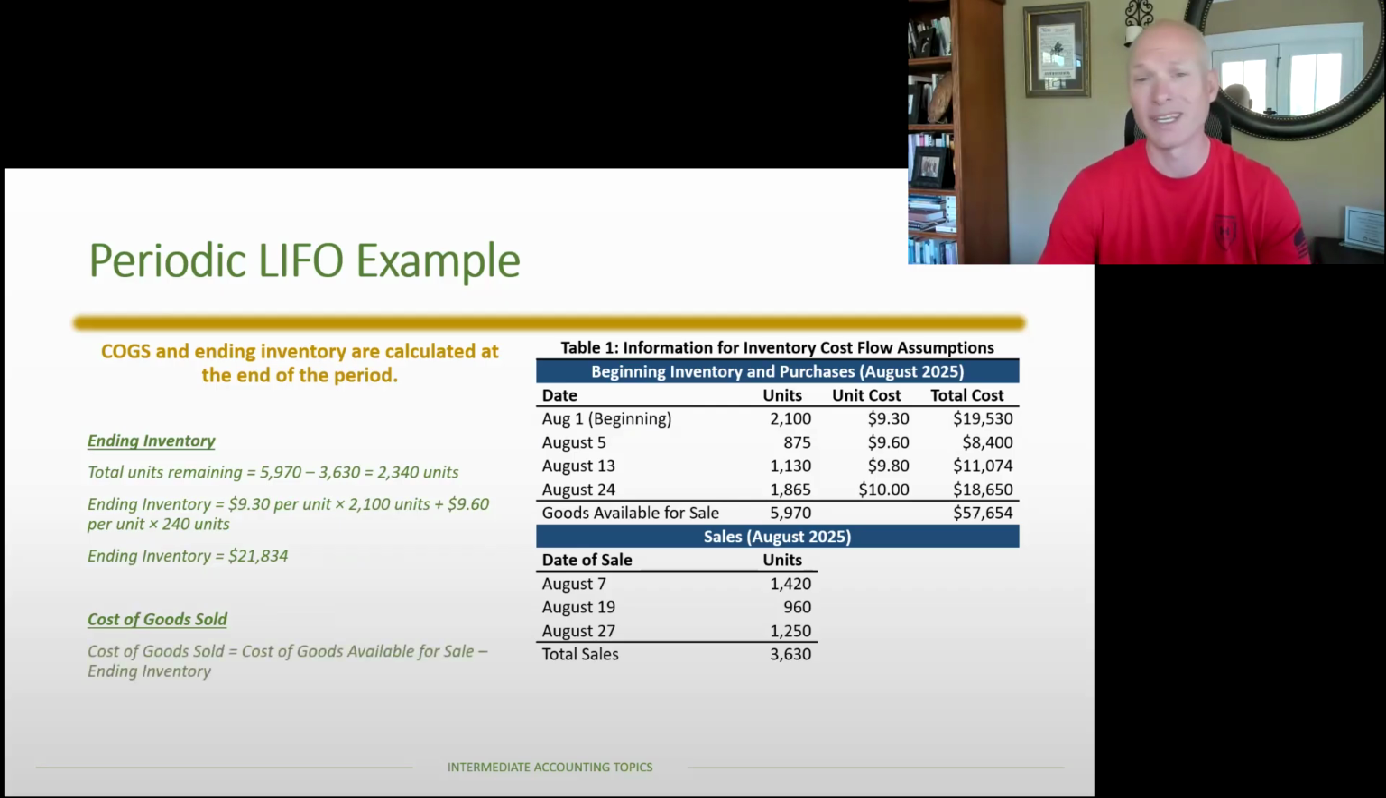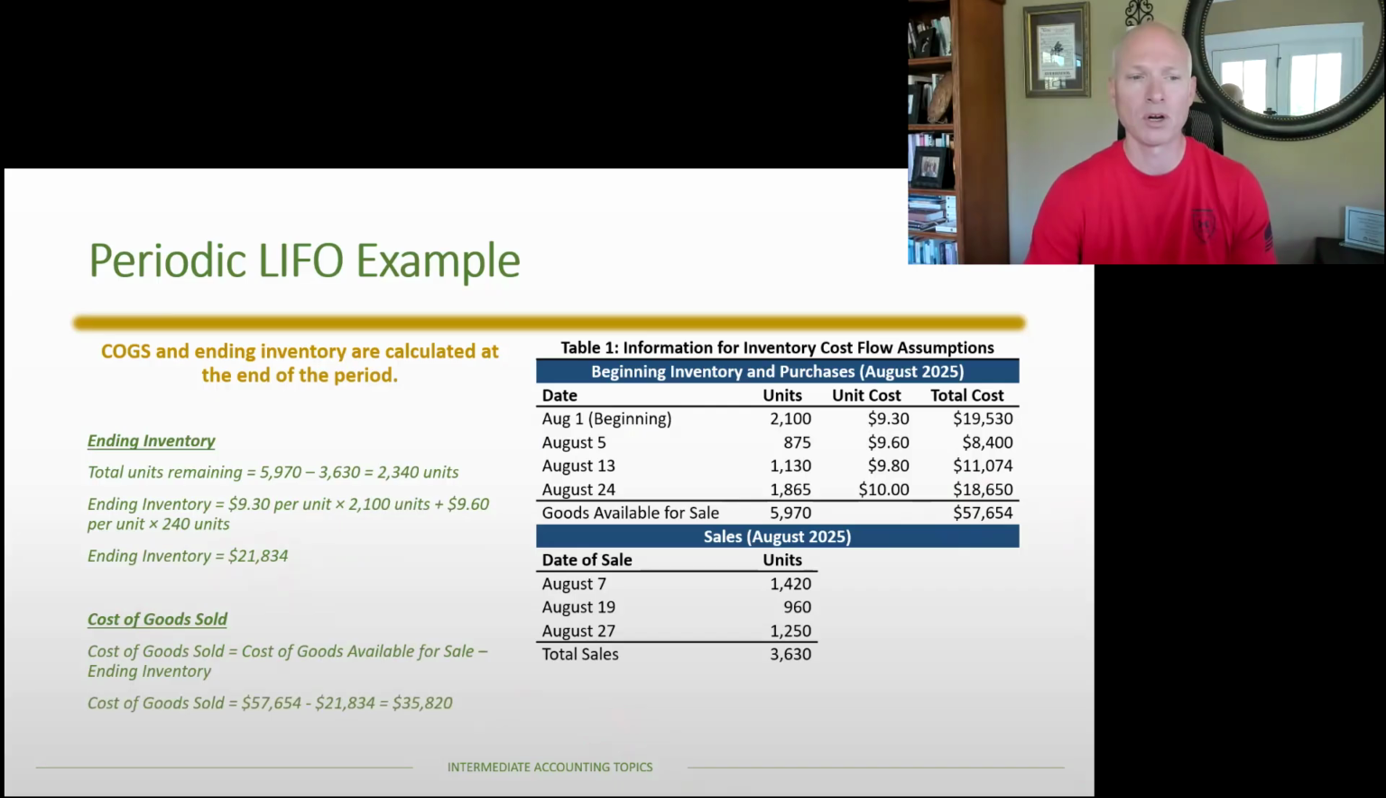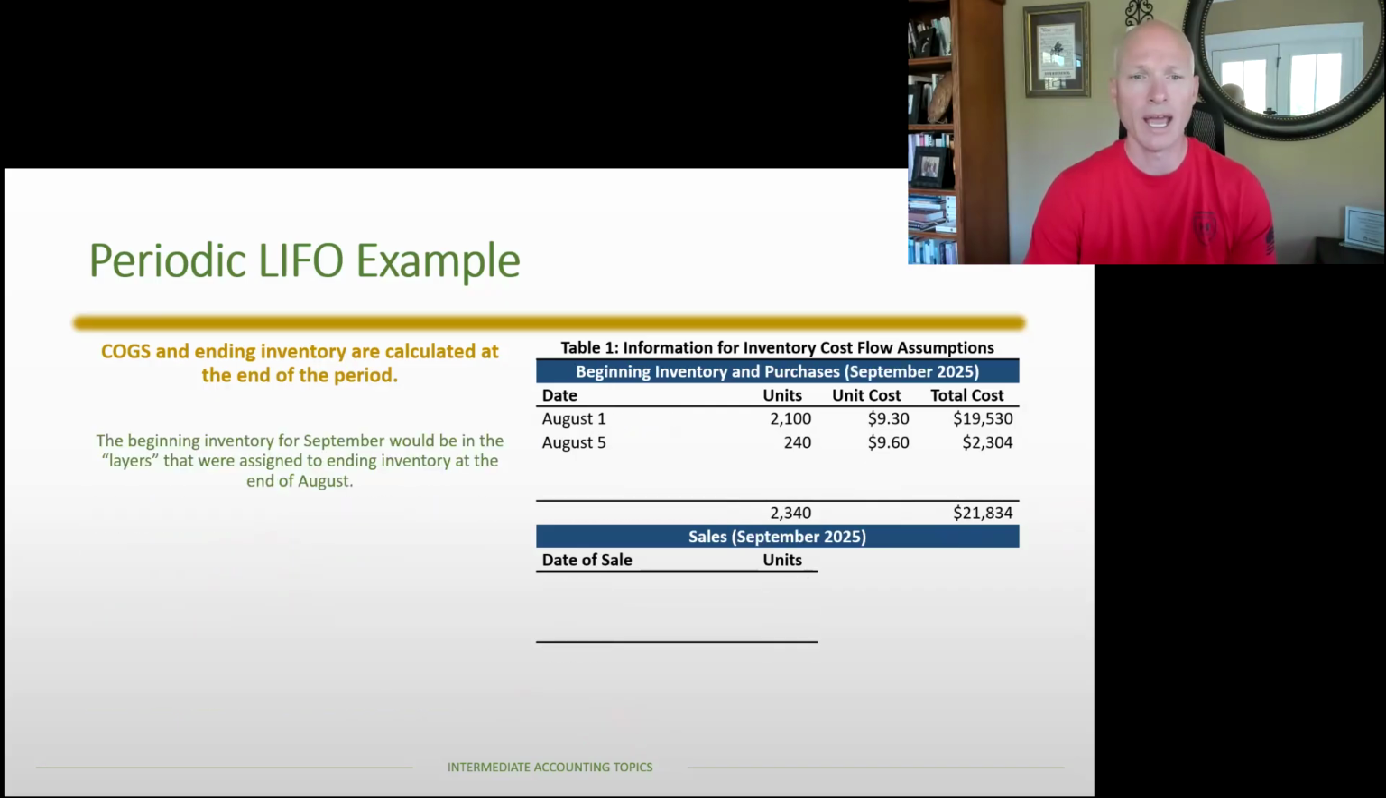Following that theory, once we have the ending inventory number, we look at our cost of goods sold, and again we derive that. Our total cost of goods available for sale minus our ending inventory gives us our cost of goods sold. The math is hopefully fairly straightforward. Our cost of goods sold would be $35,820.